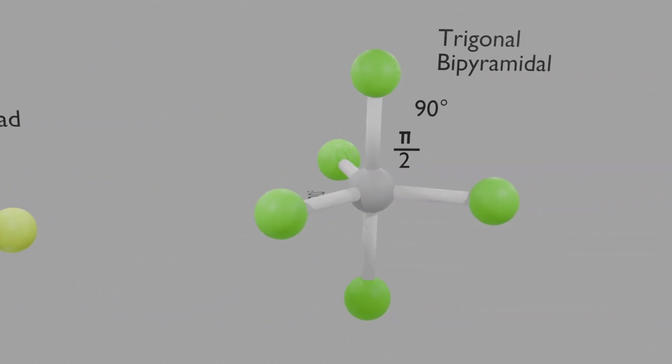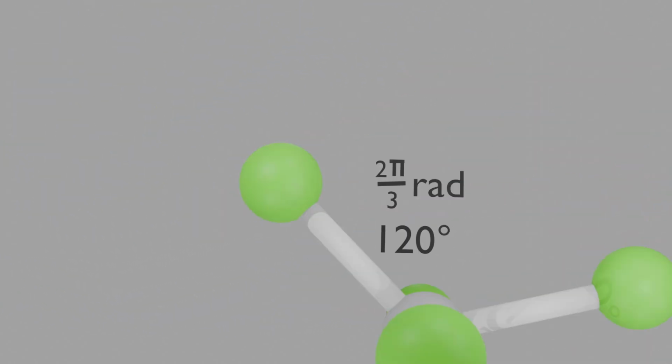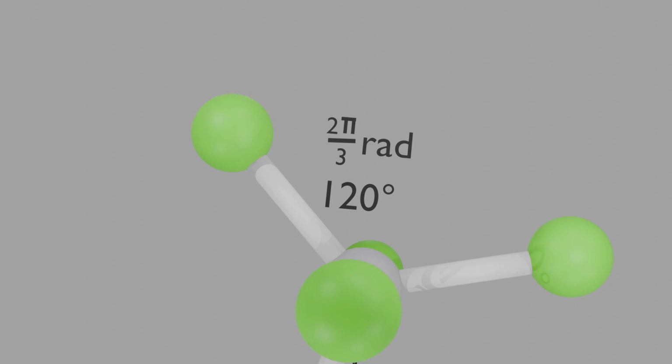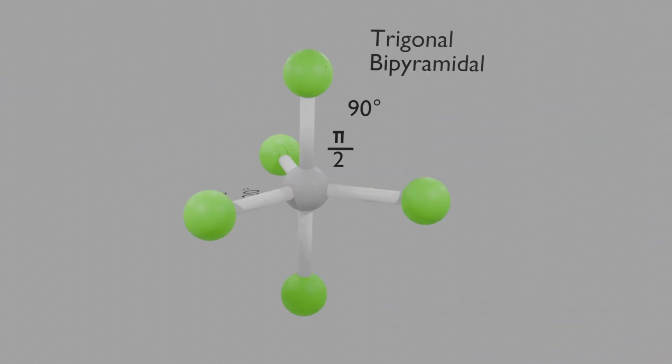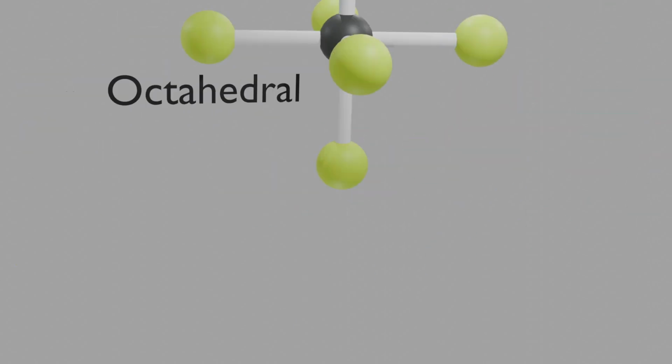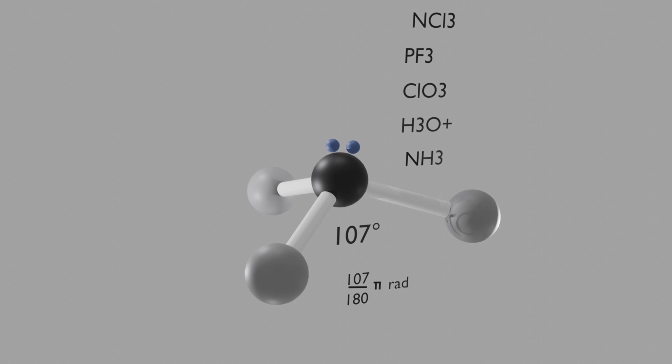Then there's trigonal pyramidal, trigonal planar's evil twin, with bond angles of both 120 degrees and 90 degrees, like the abomination that it is. You remember that iffy tetrahedral shape, and how you kind of just need to remember the number and it's not intuitive? Well, there are two more of them.